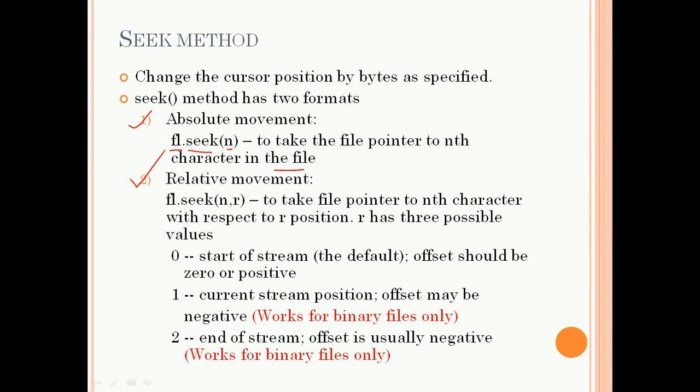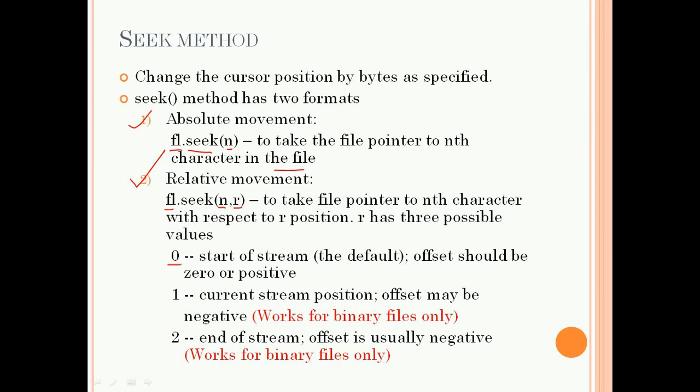Number two, relative movement, and the syntax is file object dot seek(n, r). Here r is the position with respect to which the file pointer will point to the nth character. R has three possible values.